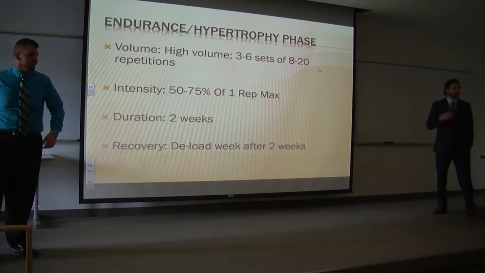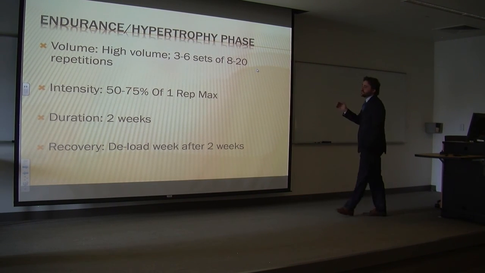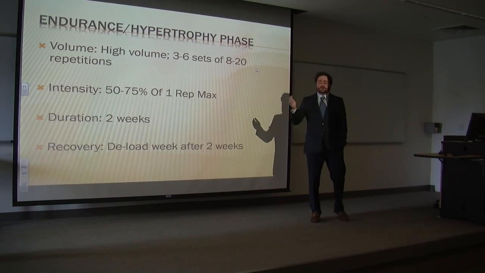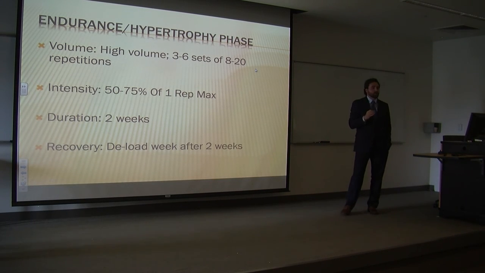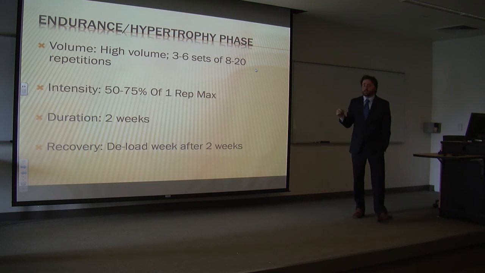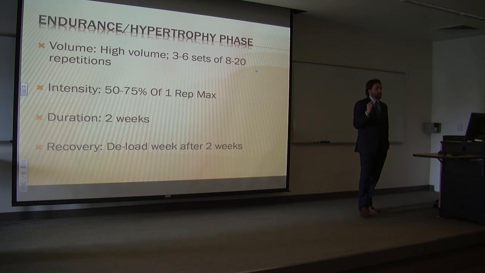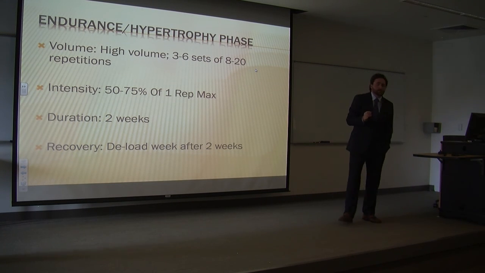So now we're going to talk about the different phases that we just talked about. This is the endurance hypertrophy phase. We're going to break it down into 4 components for you guys to understand. So volume: for endurance hypertrophy, we want high volume. This means 3 to 6 sets of 8 to 20 repetitions. And then for intensity, it's 50 to 75% of your 1 rep max. And the 1 rep max is based on the pre-testing max that we determined.